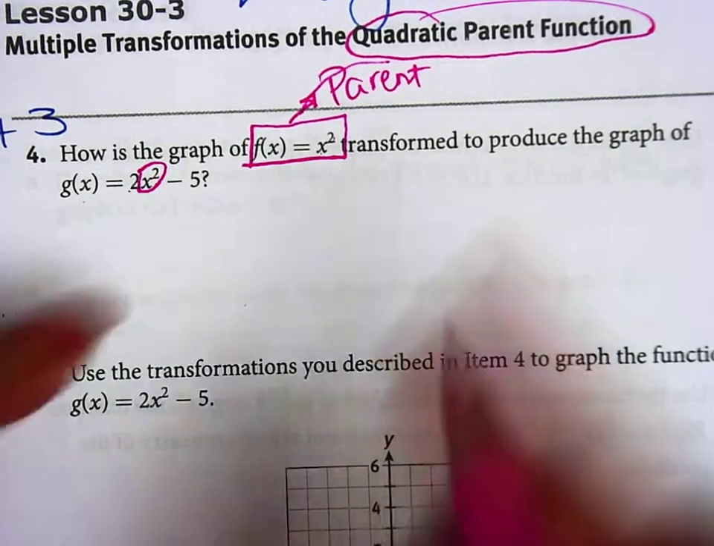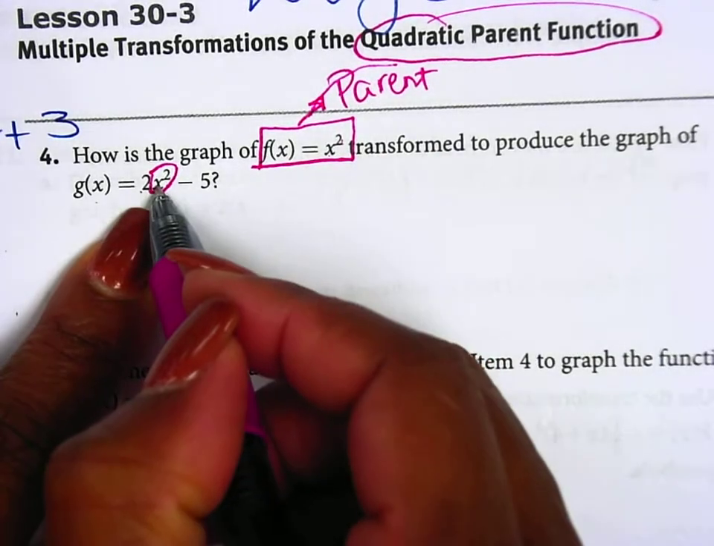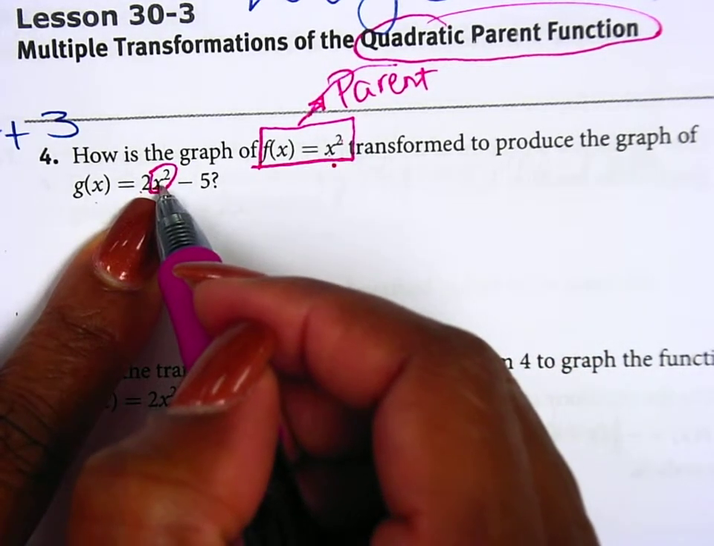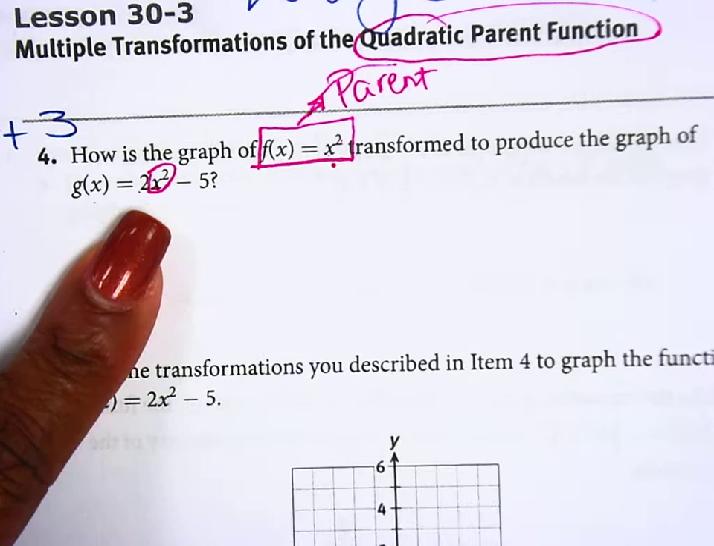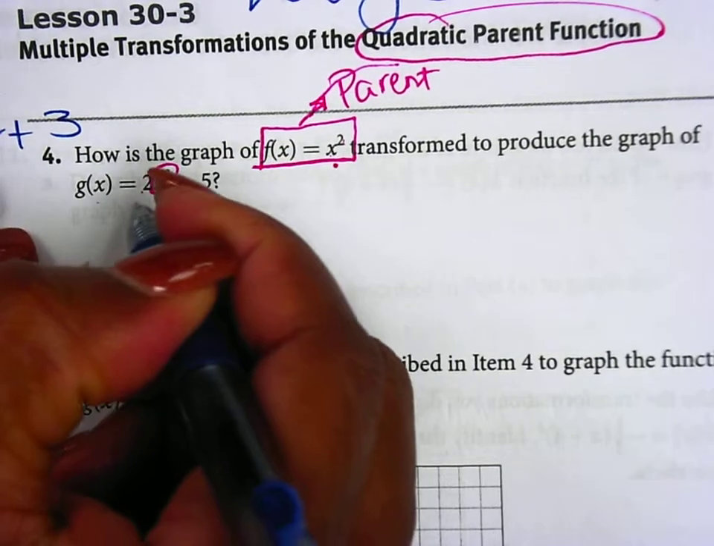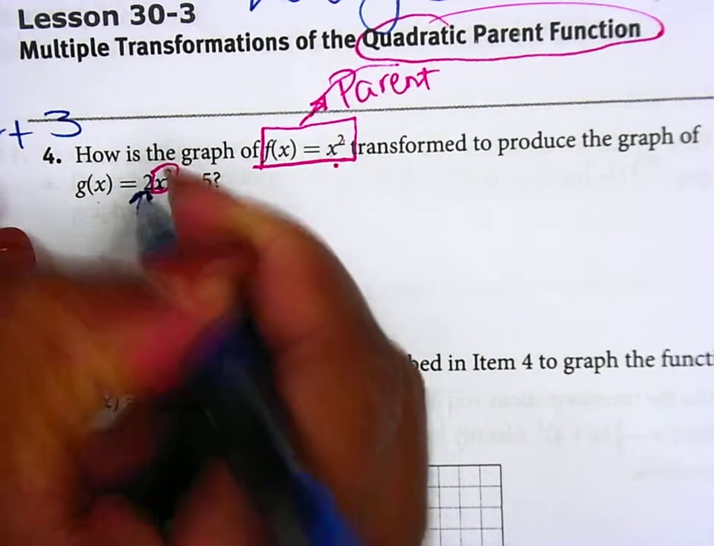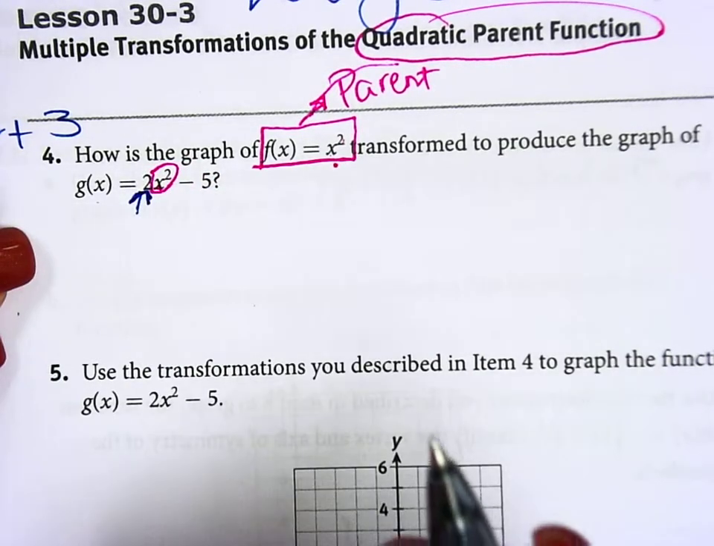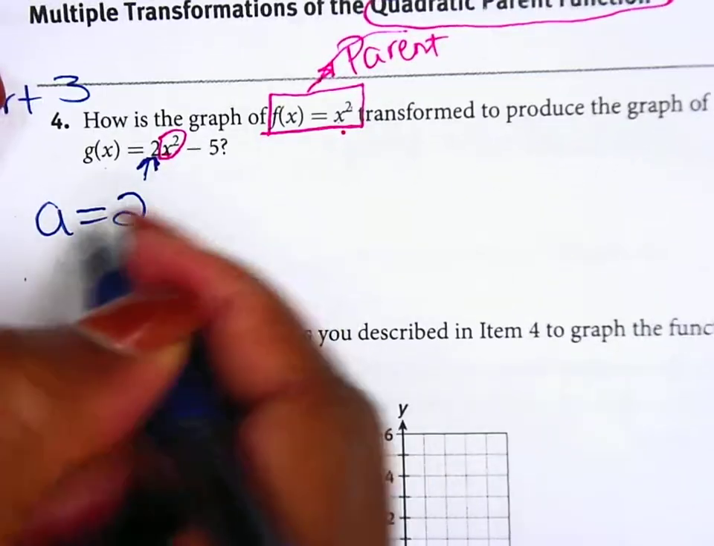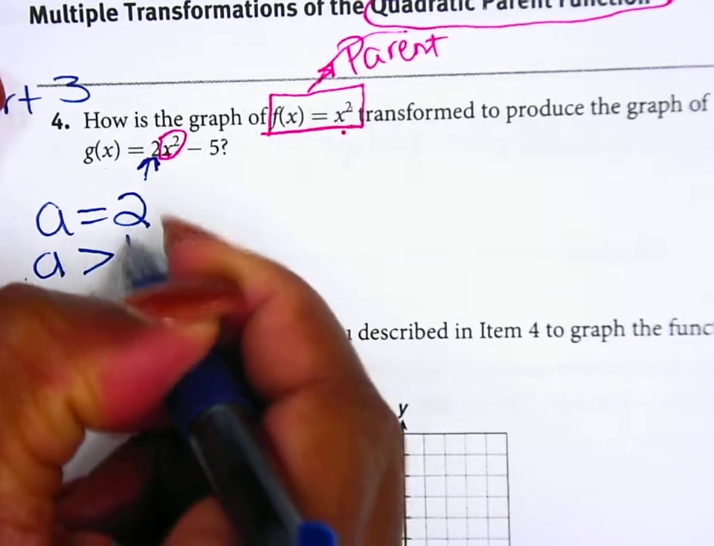What I automatically notice is that you have x squared here, meaning that's the parent function. What are we doing to x squared to create this new function? So I'm looking at the coefficient. If you look at the coefficient here, which we call a, a equals 2, meaning that a is greater than 1.